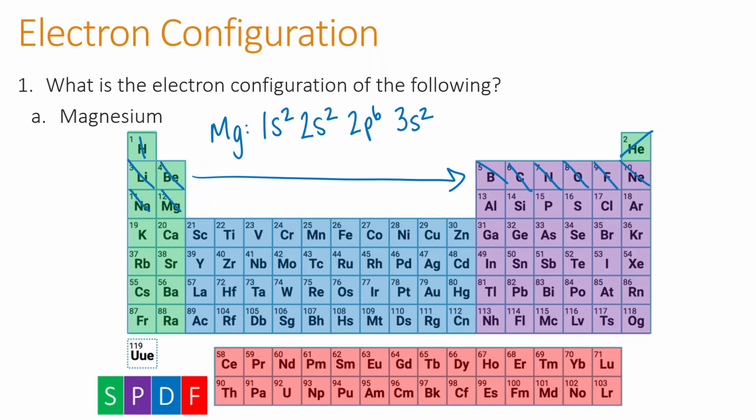So there are 2 electrons that live in an S-shaped house on 1st Street. There are 2 electrons in an S-shaped house and 6 in a P-shaped house on 2nd Street. And on 3rd Street, we have a pair of electrons living in an S-shaped house.